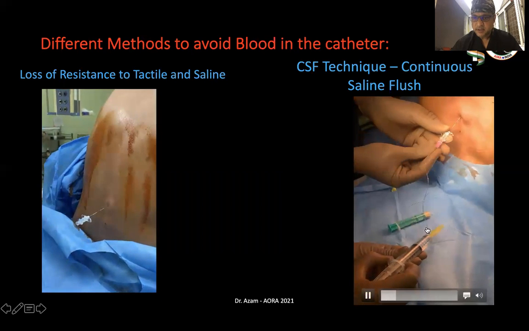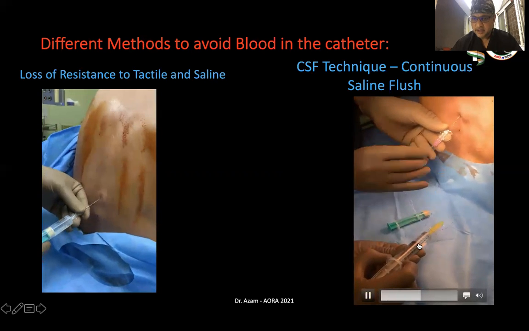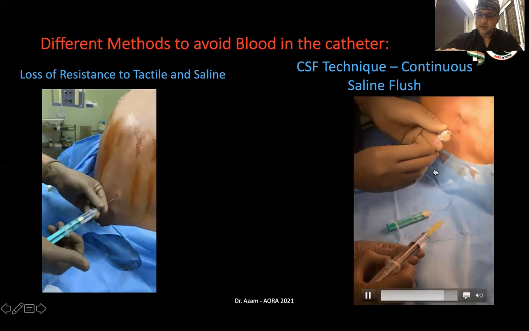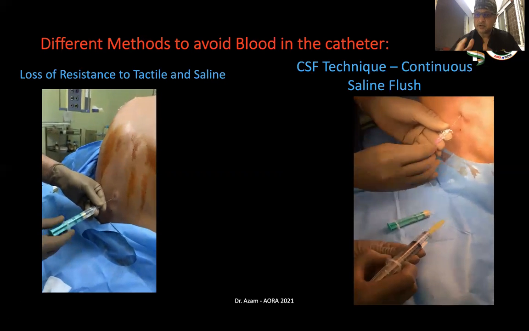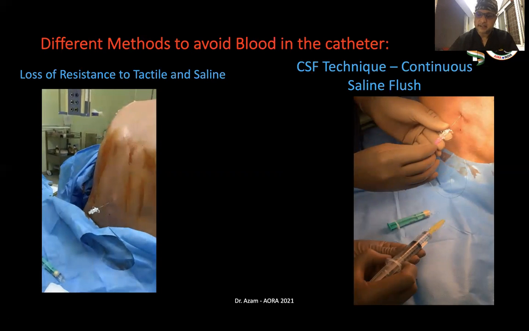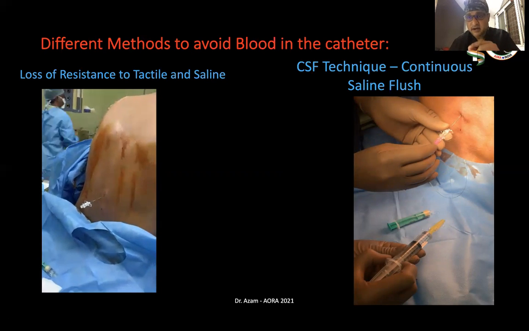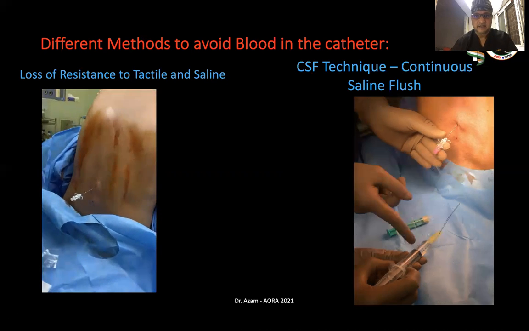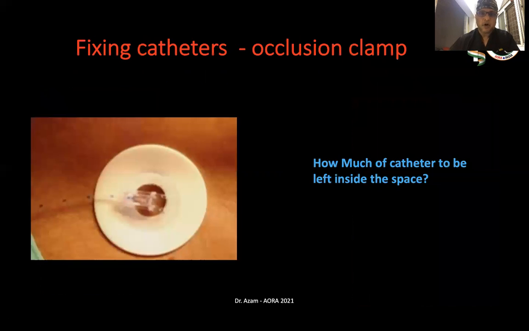Once I get into the space, I ask my colleague to push saline, and as I'm threading the catheter into the epidural space, I also push the saline so that if there are any veins or any tissue, it is taken away from the catheter. So the chances of the catheter getting into an intravascular position are very low. Right. Now, how do we fix this catheter? We use something called occlusion clamps, right? This is one of the things shown here.